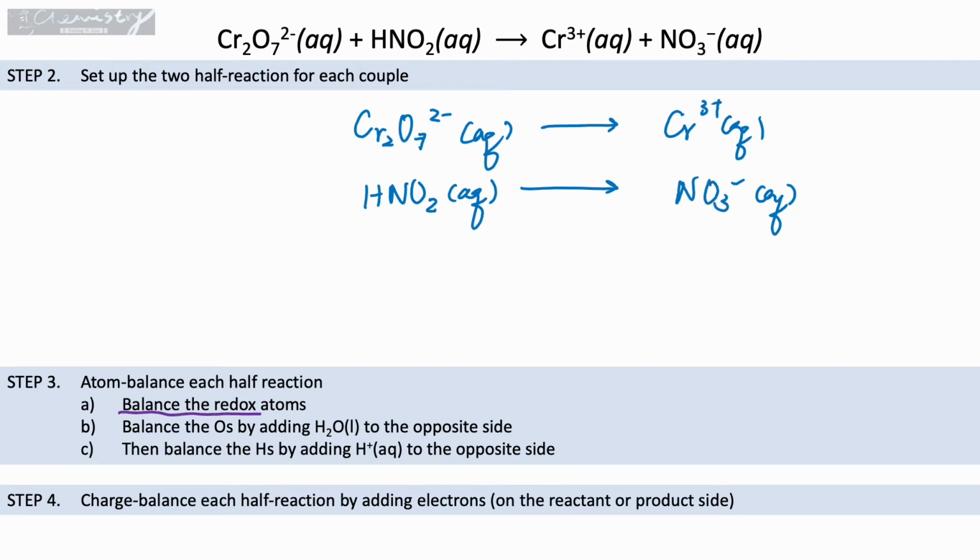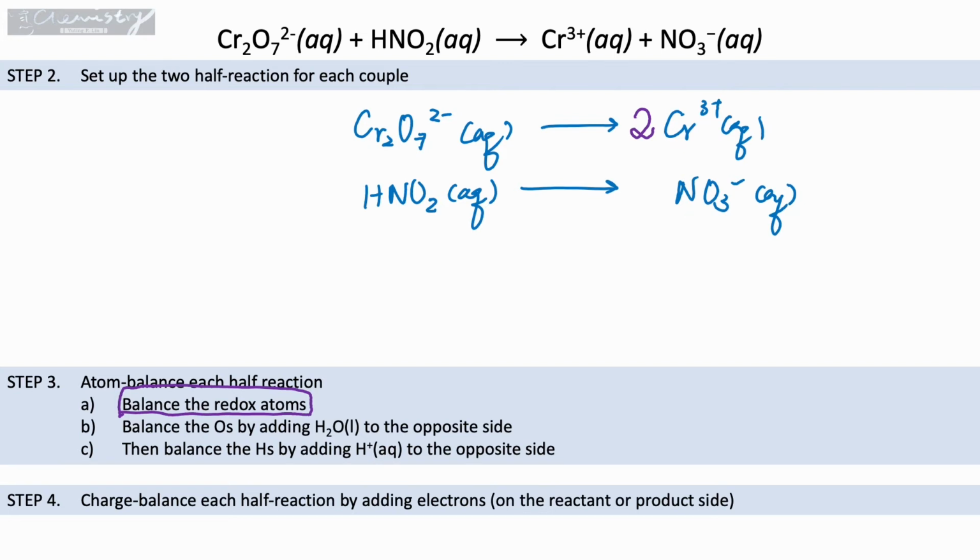For 3A, we are balancing the redox atoms. This is only chromium and nitrogen, since they are the only ones undergoing the redox reaction, so we don't have to worry about oxygen and hydrogens right now. So for chromium, we have 2 on the left side, 1 on the right side, so we're adding a 2. Nitrogen, we have 1 on each side, so that is already balanced.